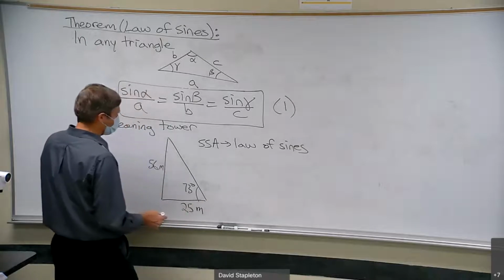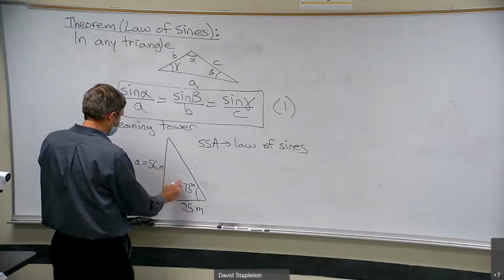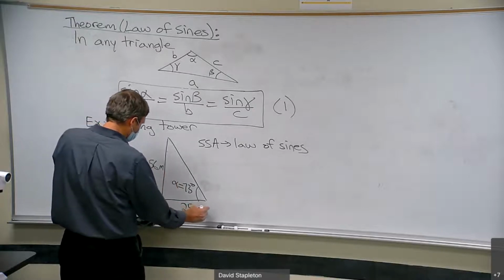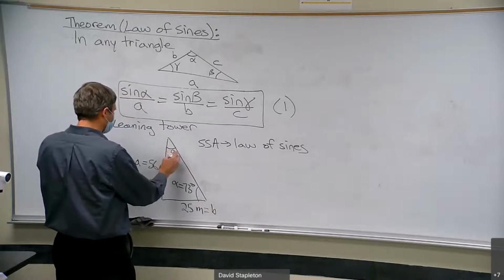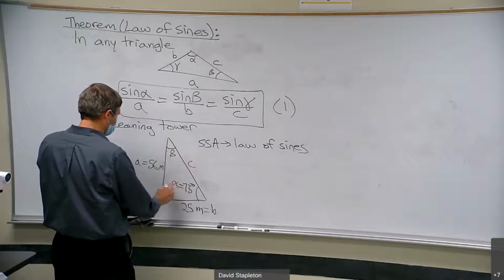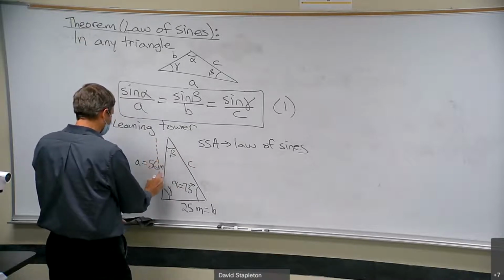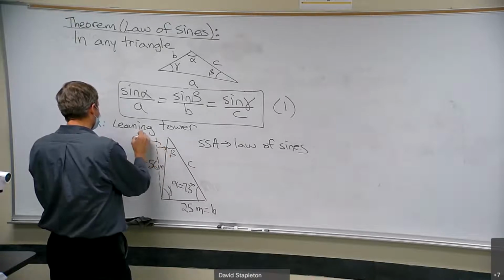So I can label these however I want. I could call this A, and then this has to be alpha opposite it. This one could be B, right? And then this would be beta. That leaves this for side C and its opposite angle gamma. So what we want to find here is actually this angle, 90 degrees minus gamma.